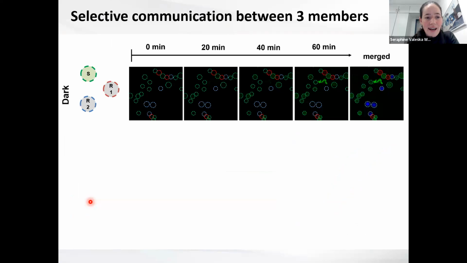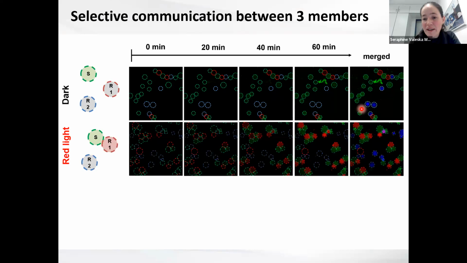The exciting thing happens when you then mix all 3 populations. So you have 1 sender and 2 potential receivers. In the dark, you can appreciate that only the sender cells light up in green, but the receiver 1 population circled in red and the receiver 2 population shown in blue do not light up in the red channel.